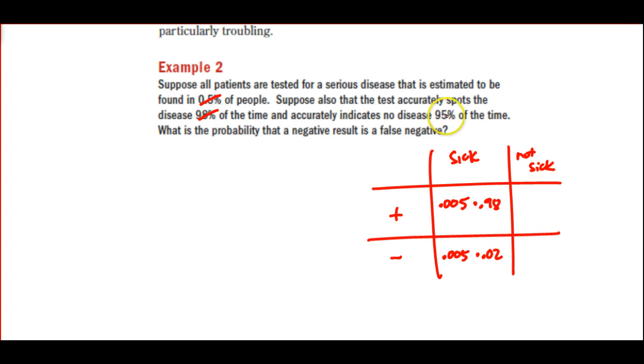Now let's do the 95%. Accurately indicates no disease 95% of the time. So when you're not sick, you get a negative result, is what that means. A negative result should mean that you're not sick. So when you're not sick, you want a negative result. So that should be 0.95.